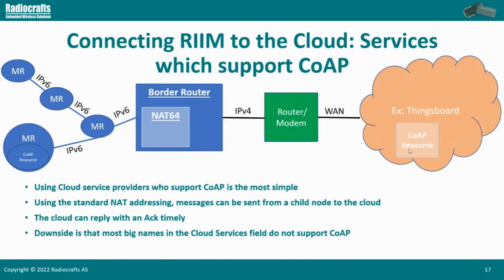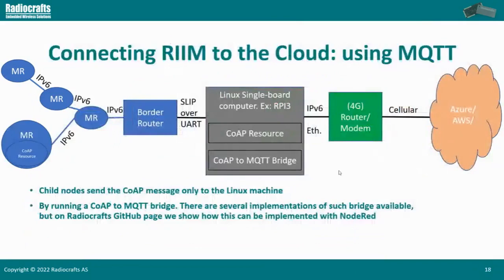Well, the thing with the big names in the cloud services is that they don't really inherently support CoAP. So how do you connect RIIM to AWS cloud, for example? You can do this using SLIP. Again, this is maybe a third advantage to using SLIP, which is that you have a Linux machine, which means you can run, for example, Node-RED, and then you can do whatever you want. So for example, you can use CoAP, but only send it to a CoAP resource on the Linux machine you're running. Let's say it is a Raspberry Pi.